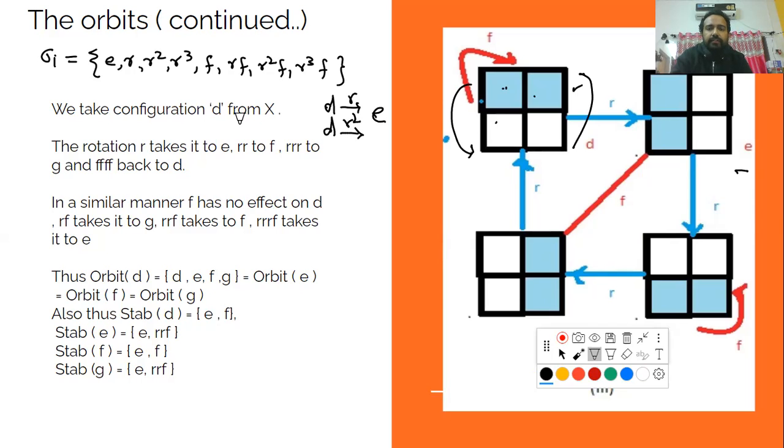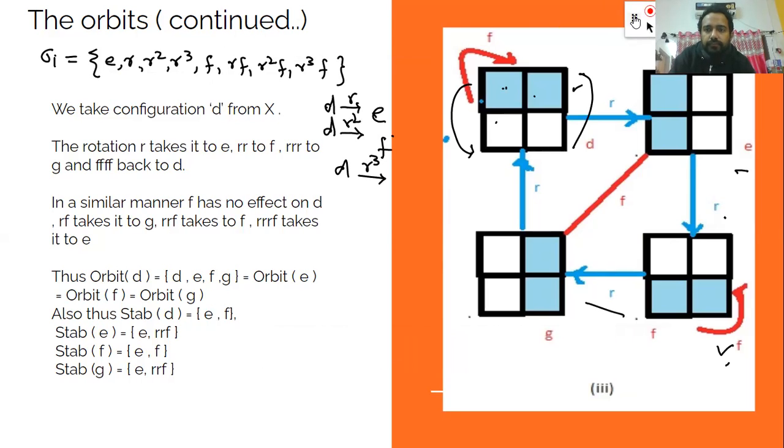R squared would be a further rotation by 90 in the anti-clockwise direction, and it leads to F. R cube would lead to a further rotation anti-clockwise by 90, and that would lead to G.